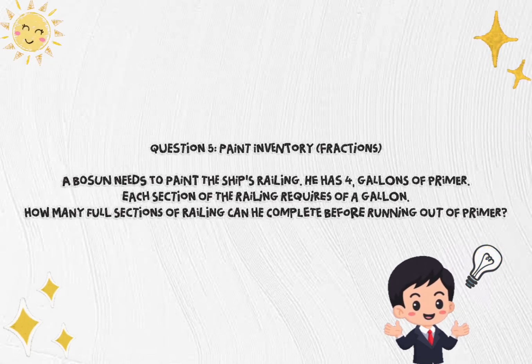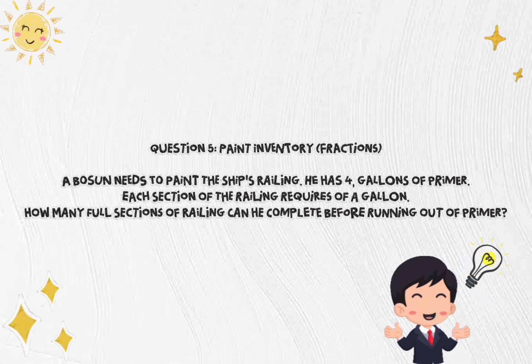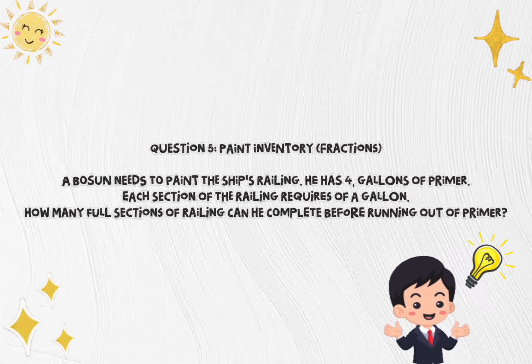So the last question is number 5, paint inventory fractions. A boatswain needs to paint the ship's railing. He has 4 1/2 gallons of primer. Each section of railing requires 3/4 of a gallon. How many full sections of railing can he complete before running out of primer?